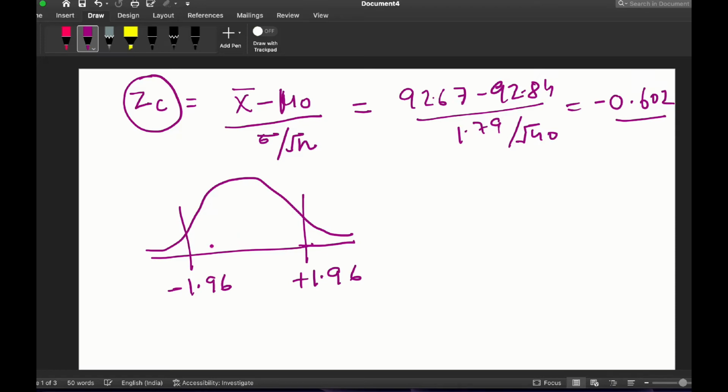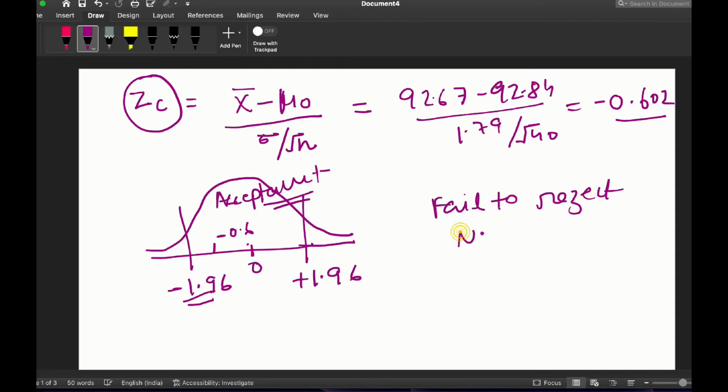So 0.6 will come somewhere here. Suppose this is 0, then the negative, minus 0.6, will come first, then it will come 0.96. So the critical value is coming into the acceptance region. So we fail to reject the null.